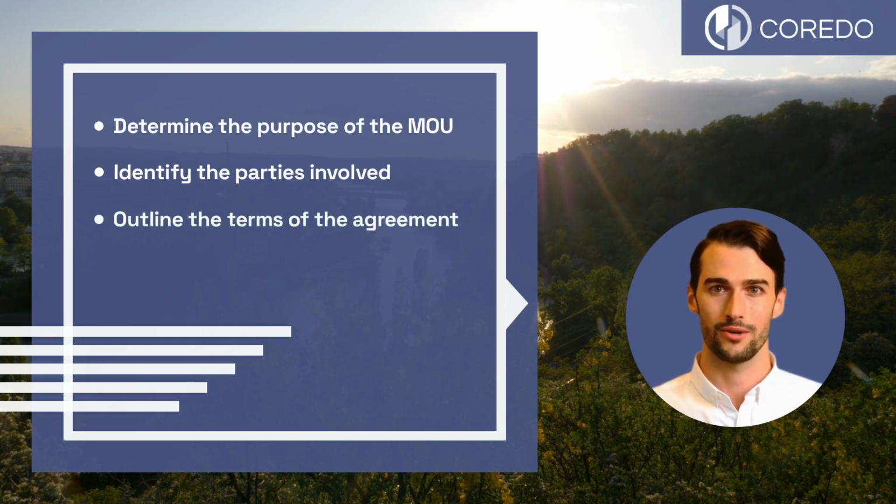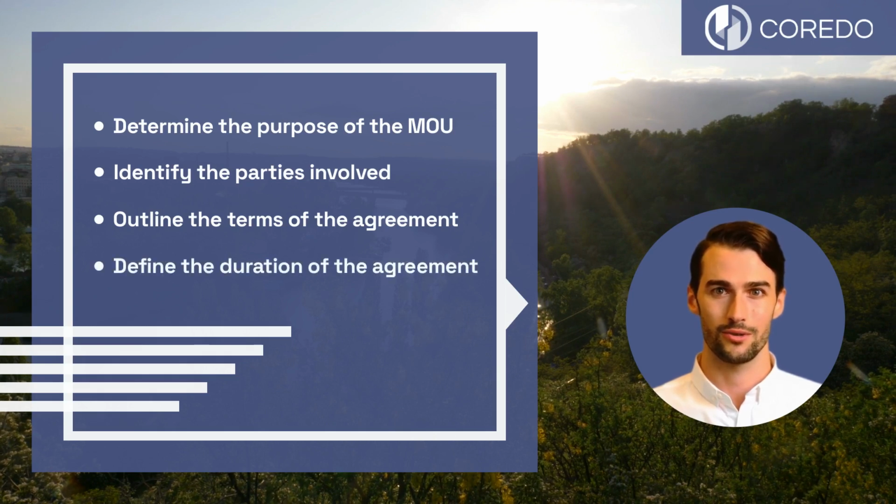Outline the terms of the agreement. The Memorandum of Understanding should outline the terms of the agreement in detail. This includes the scope of the agreement, any specific tasks or responsibilities that each party will have, and any resources or support that will be provided. It is essential to be as specific as possible when outlining the terms of the agreement to avoid misunderstandings or ambiguities.